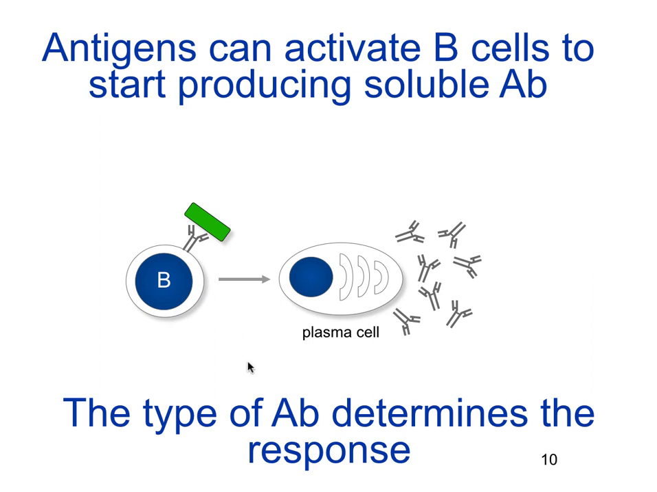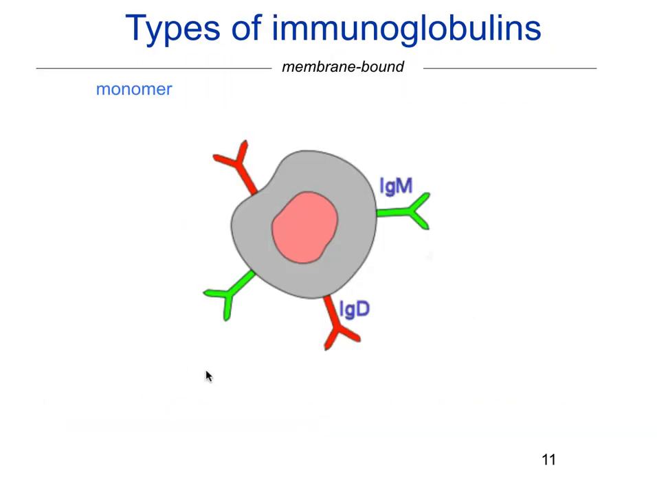Now, antigens that are being recognized by this B cell receptor can activate the B cell. When this B cell is activated, it turns into a plasma cell, and this plasma cell can start to produce antibodies that are soluble, not bound to the cell membrane anymore, but are released into blood and tissue fluids. And then there are different types of antibodies a B cell can make, and those types of antibodies determine the immune response. So what types of immunoglobulins do we have?